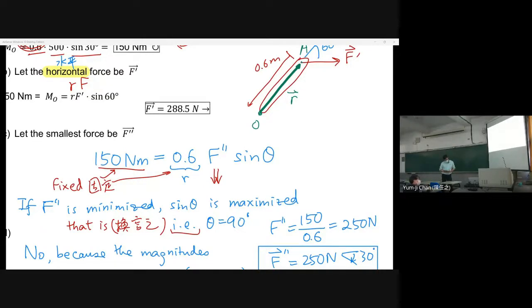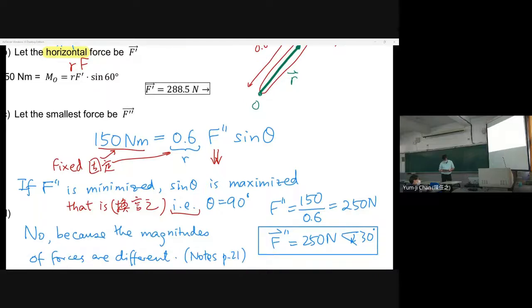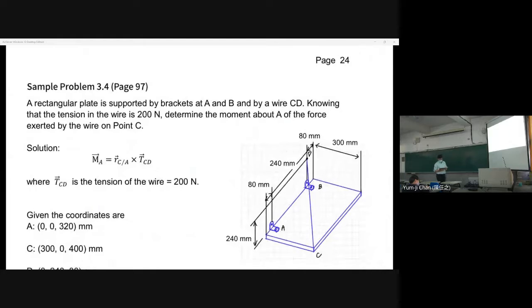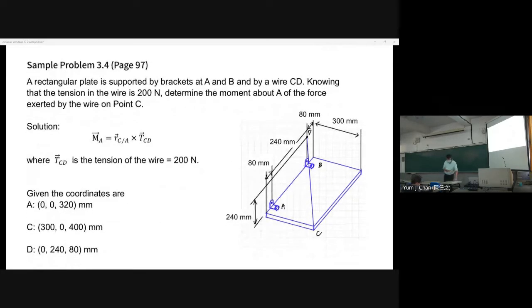Okay, for the next page. Sample problem 3.4. A rectangular plate is supported by brackets at A and B and by the wire CD. Knowing that the tension in the wire is 200 Newton, determine the moment about A of the force exerted by the wire on point C.